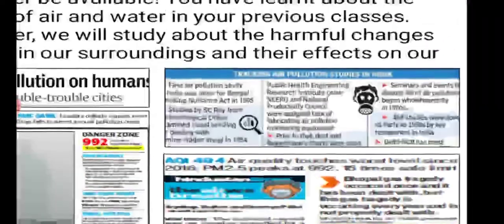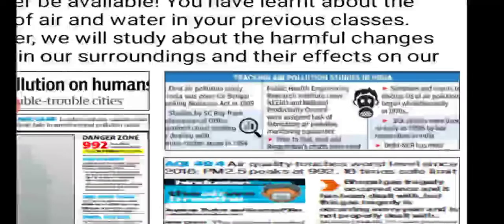And you can see tracking air pollution studies in India. To control this air pollution, they are conducting a number of studies, because in India nearly more than 50% of the people are suffering from respiratory problems because of the heavier particles present in the air, which has led to a number of diseases.